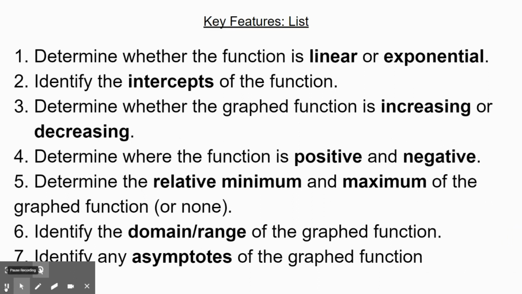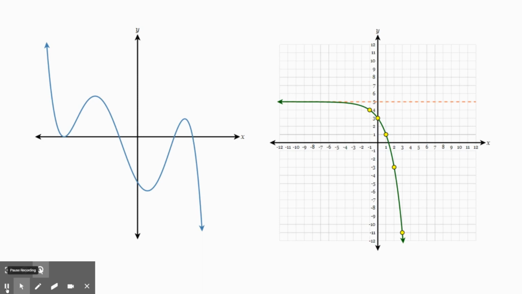Here is a list of key features that we will be investigating for each function. On the screen are two graphs. The graph on the left is something you'll see more or less in upper level math courses, not so much in this course, but it does have a lot of features that I do want to talk about. And the graph on the right is an exponential, and this is something we will be looking at.